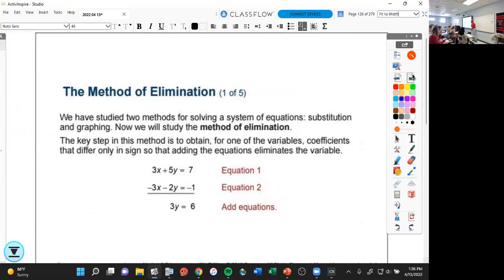Okay. So elimination. I have two equations here, 3x plus 5y equals 7 and negative 3x minus 2y equals negative 1. This system is already set up for elimination. By looking at this, if I combined equation 1 and equation 2, 3x and negative 3x means I have no x's. 5y minus 2y gives me 3y. 7 minus 1 is 6. What's y? 2. Y is 2.